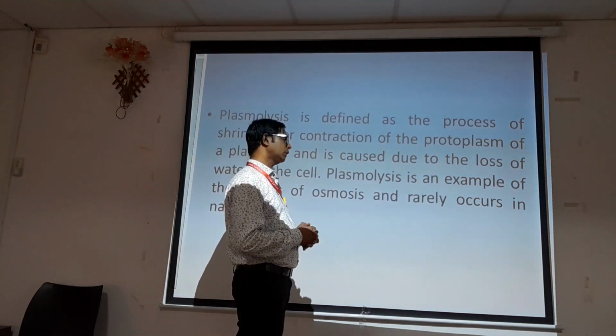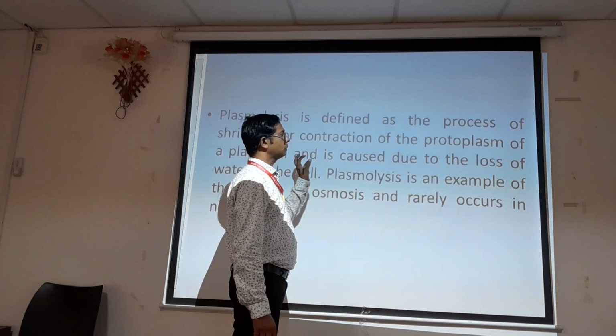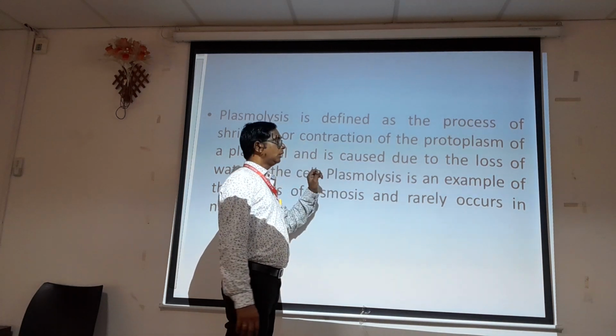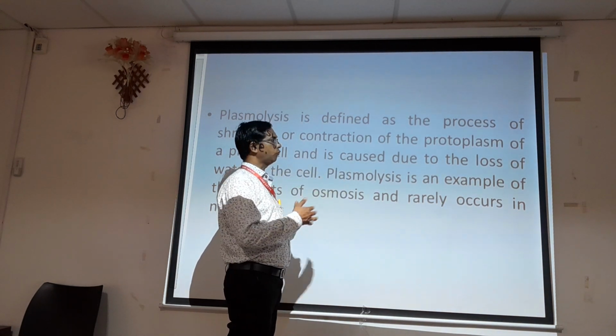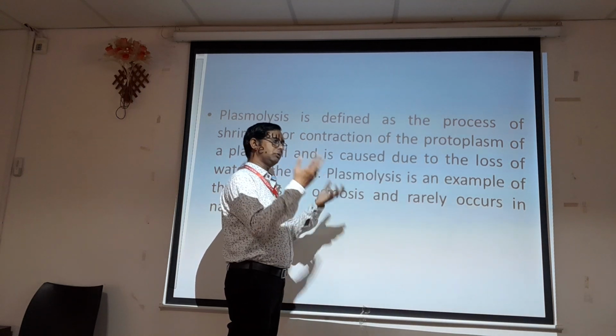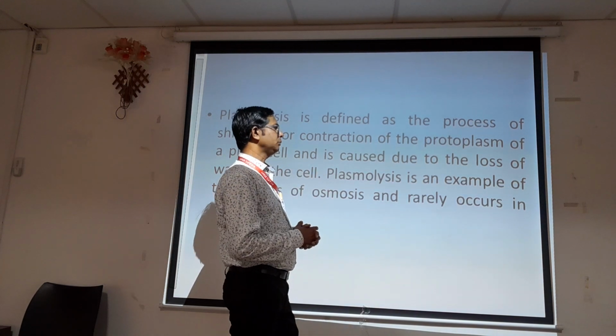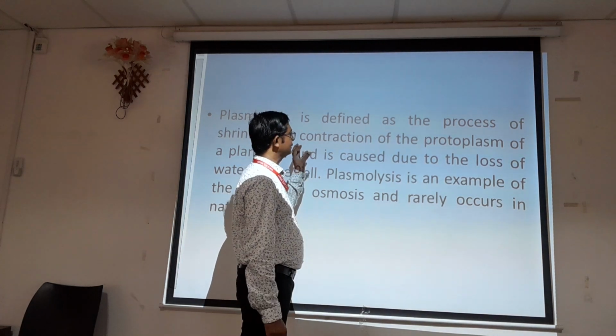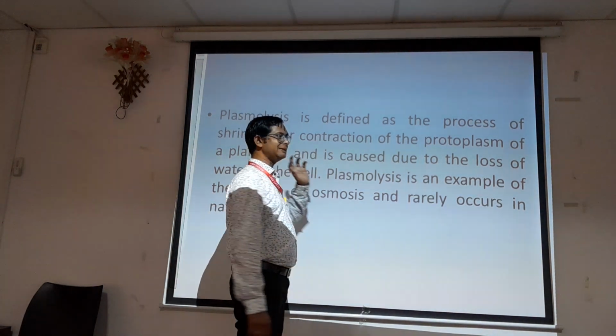It rarely occurs in nature, and the protoplast of that particular cell starts to shrink. Due to some mechanism it removes the water which is present inside the cell, and the cell becomes a plasmolyzed cell.